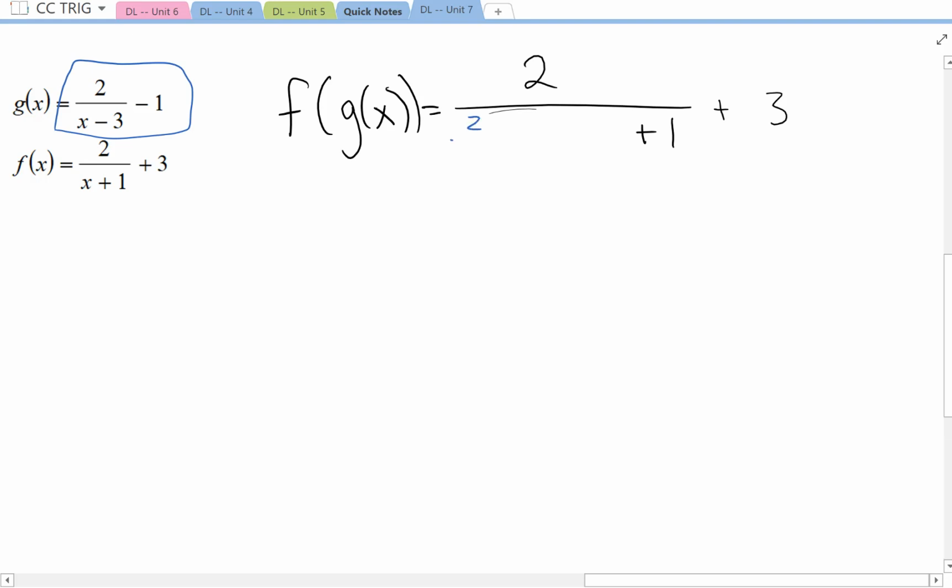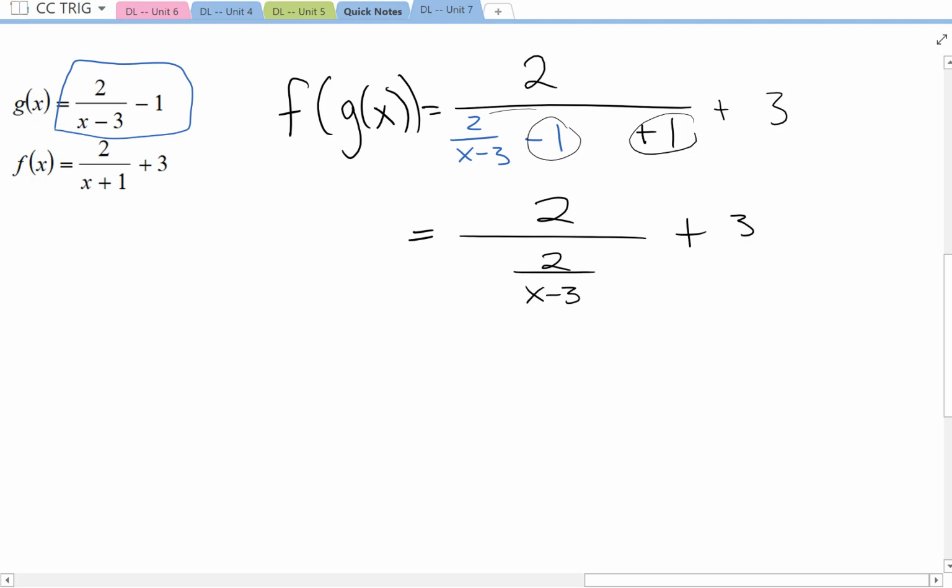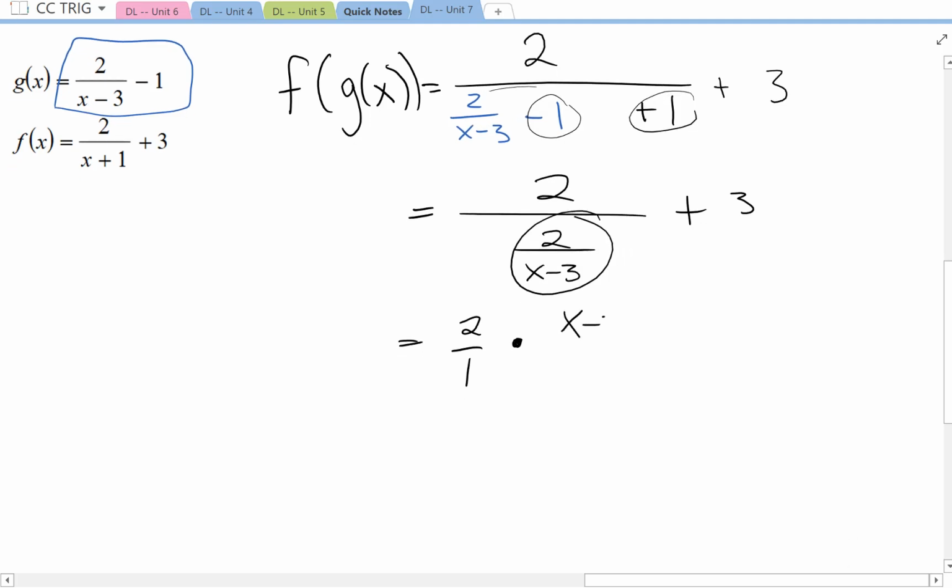And in this area, I'm going to put the entire g function. 2 over x minus 3 minus 1. Ooh, I see negative 1 plus 1. That adds to 0, so I have 2 over the fraction 2 over x minus 3, adding 3. You have 2 divided by a fraction. Remember, that could be written as 2 over 1 being multiplied by the reciprocal of the denominator. So x minus 3 quantity over 2, and then adding 3.